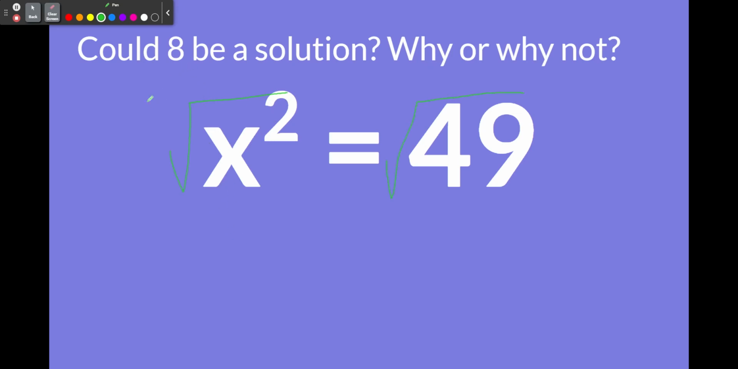But their question is can 8 be a solution to this? Is 8 equal to x? Well, let's go ahead and find that out. So if we were to take 8 times 8, what does it equal? Well, we know that it does not equal 49. This is actually equal to 64.